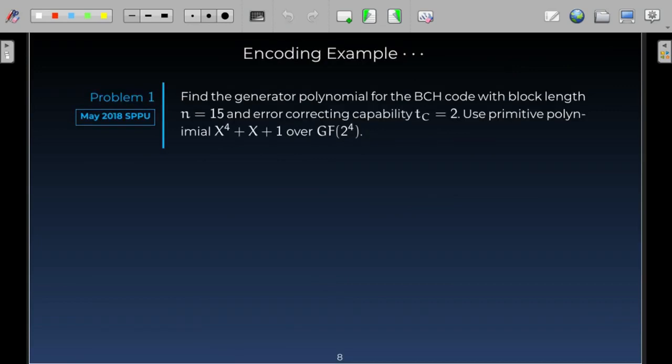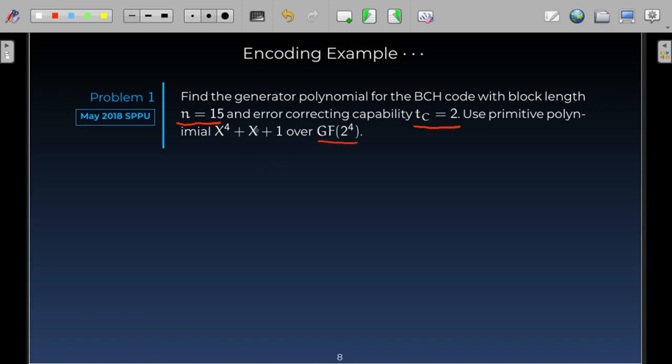Now we are going to see one encoding example for this BCH code. It's actually a very simple problem, but it happens to have been asked in a university examination in May 2018. We have to find the generator polynomial for a BCH code with block length n equal to 15, and error correcting capability tc equal to 2. Use the primitive polynomial x to the power 4 plus x plus 1 over GF(2 to the power 4).